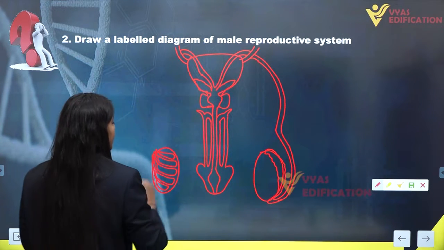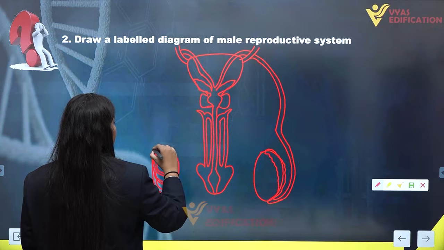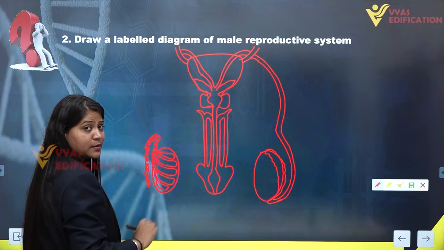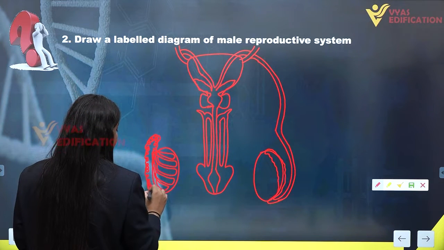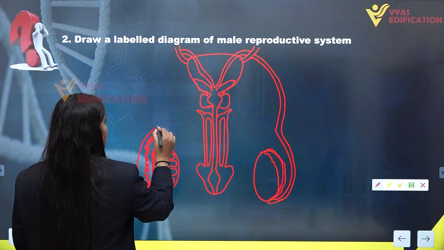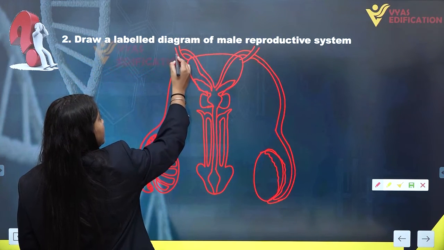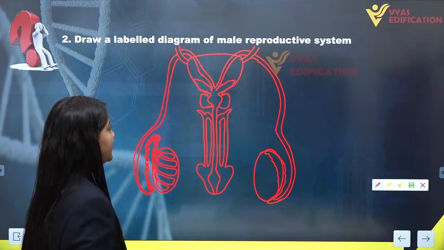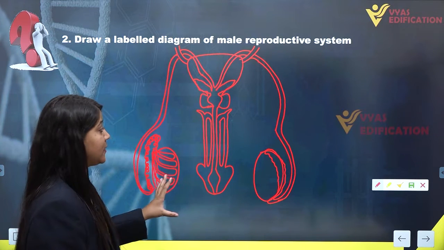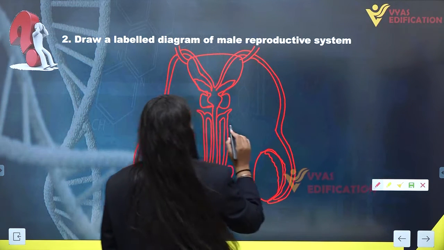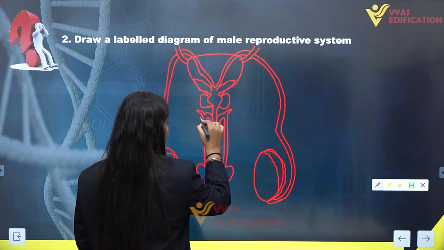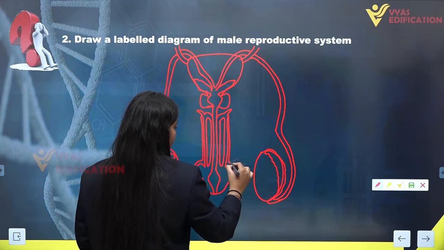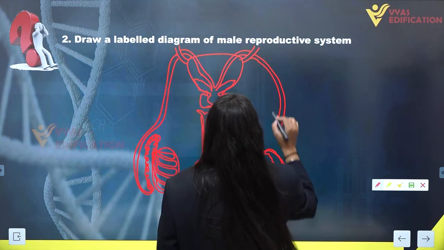called rete testis. Then this rete testis will convert into a highly coiled longest tube of male reproductive system known as epididymis. Then this epididymis will go and form the tube known as vas deferens here. This is the complete male reproductive system. Now we are going to label this, and here also we have a foreskin like this.